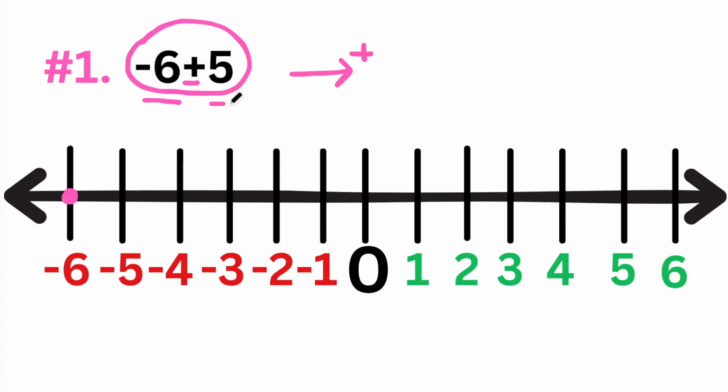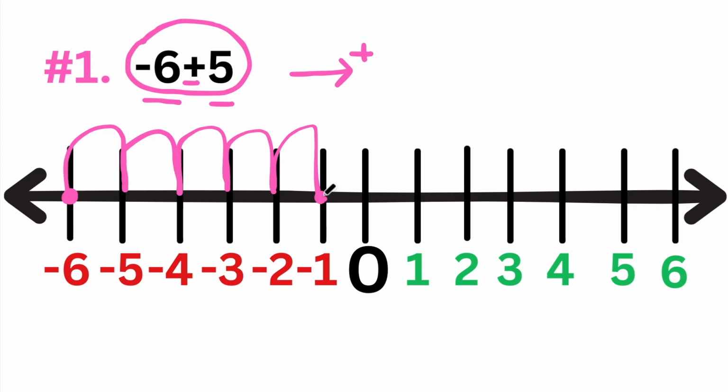So, as we can see, we're adding. So because we're adding, we know that we're going to be moving towards the positive direction on the number line. And I'm going to write an arrow and a plus sign to illustrate that. And we're moving in a positive direction 5 times because it's -6 plus 5.